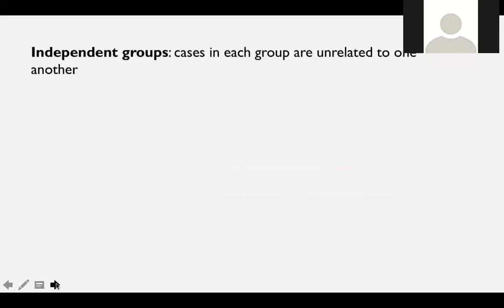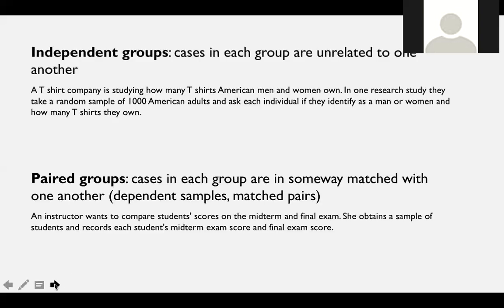So independent and paired samples can sometimes trip students up. Independent groups are cases in each group that are unrelated to one another. And then you have paired data, which is related to one another. So the difference between the two here is that with paired, the samples are dependent on one another, and the independent groups are independent of one another. It sounds too simple, but that's just how it is.